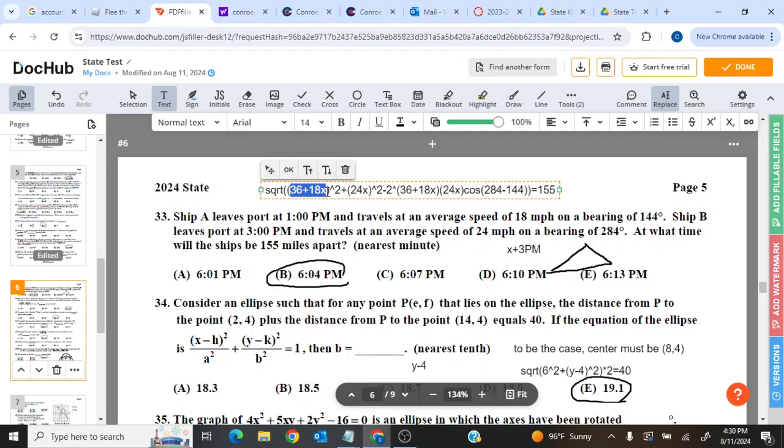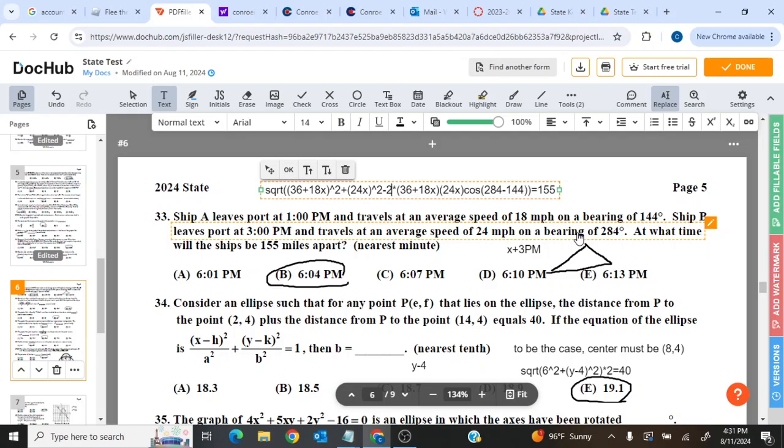So 36 plus 18x is going to be one of your sides, and then 24 times your time is going to be your other side. And then your angle is going to be the difference in bearings. So 284 minus 104, which is 140. So now you're using law of cosines for all those sides and angles. A squared plus b squared minus 2 times a times b times cosine of your angle will get you 155. Do that, you'll get an x value of like 3.07 or something.